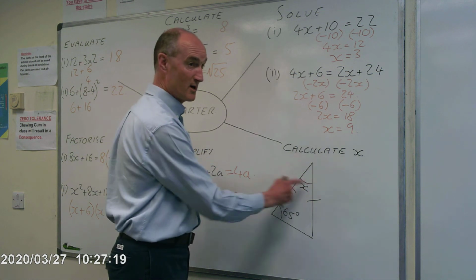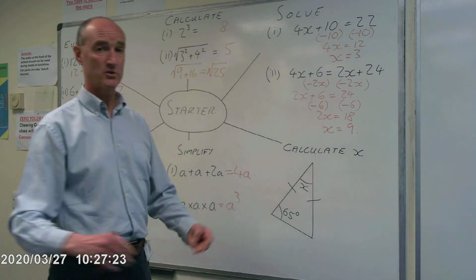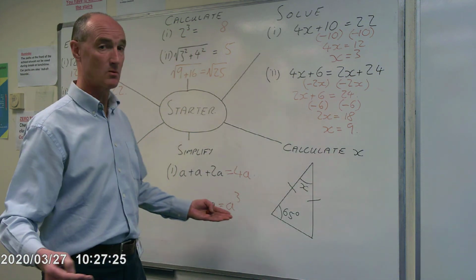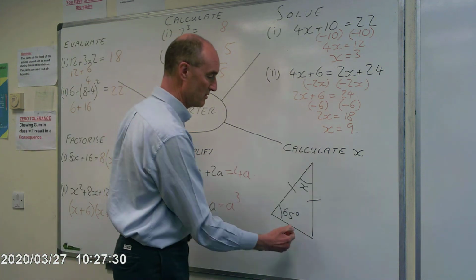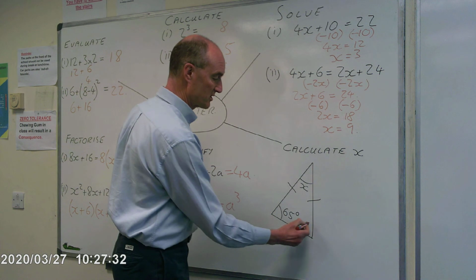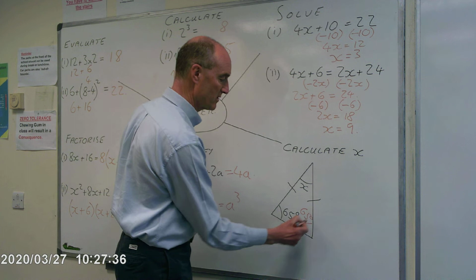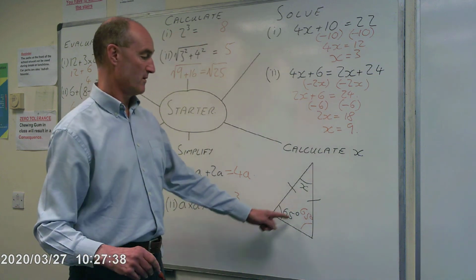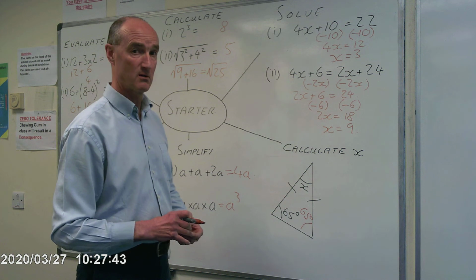What type of triangle is this? It's an isosceles triangle because it's got 2 equal sides. If it's got 2 equal sides, it means it's got 2 equal angles. Those equal angles are at the base of each of the equal sides. So if this angle is 65 degrees, this angle's also got to be 65 degrees. 65 degrees and 65 degrees, add those together, gives us 130 degrees.